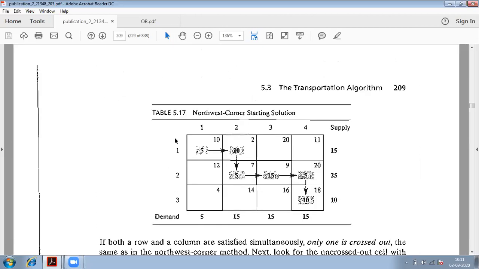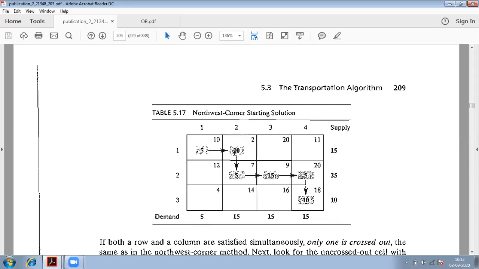Now in this case, you see there is a problem, and this is the demand: 5 in this particular column, 15, 15 and 15. Similarly in the first row, 15, 25 and 10. This is 3 rows and 4 columns, a 3 by 4 matrix. Now first, I told you the 1,1 corner, x11, is going to be allocated the maximum possible. If you see, that is 5, the maximum possible.